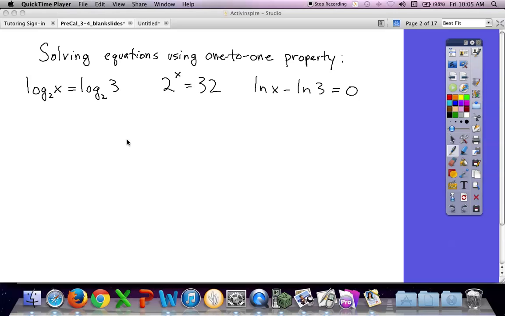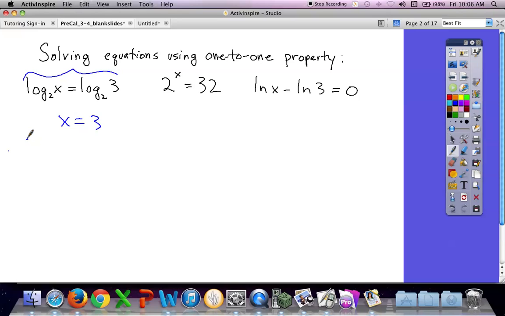Okay. So the first way that we solve, and sometimes actually we end up using this property anyways. We actually already saw this two sections ago, and we solved it just by inspection, right? If the log base 2 of x equals the log base 2 of 3, what does x equal? It's 3. That's what they call a one-to-one property, right? If the logarithms are the same, it must be that the arguments are the same. So we're going to say x equals 3. That's what we mean by one-to-one.